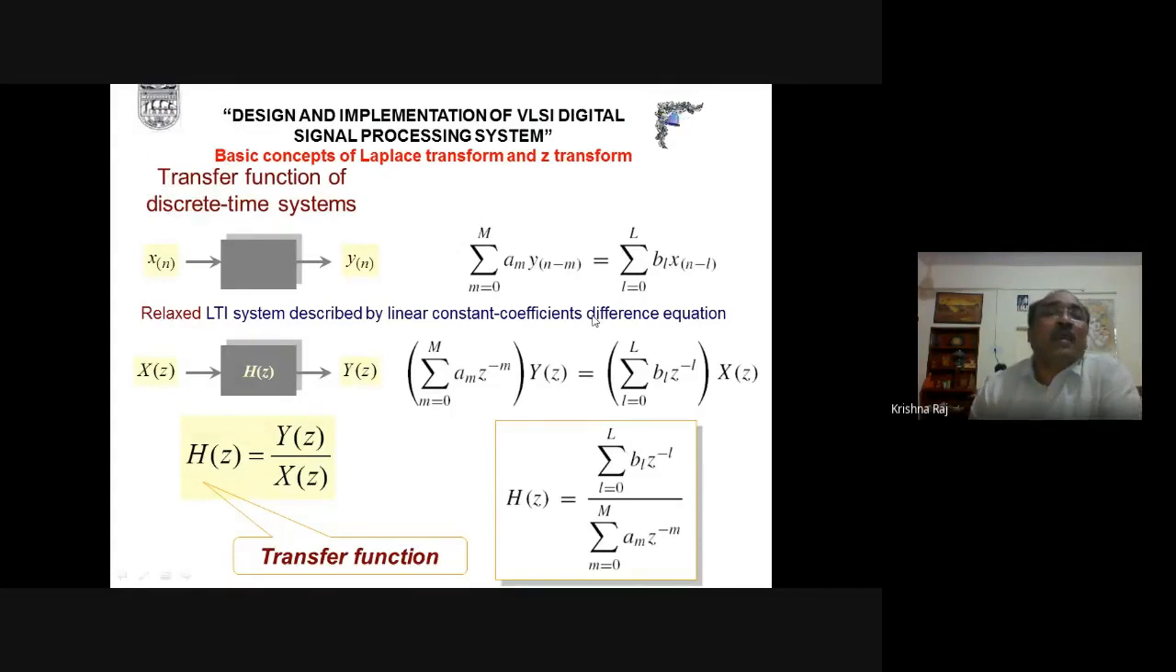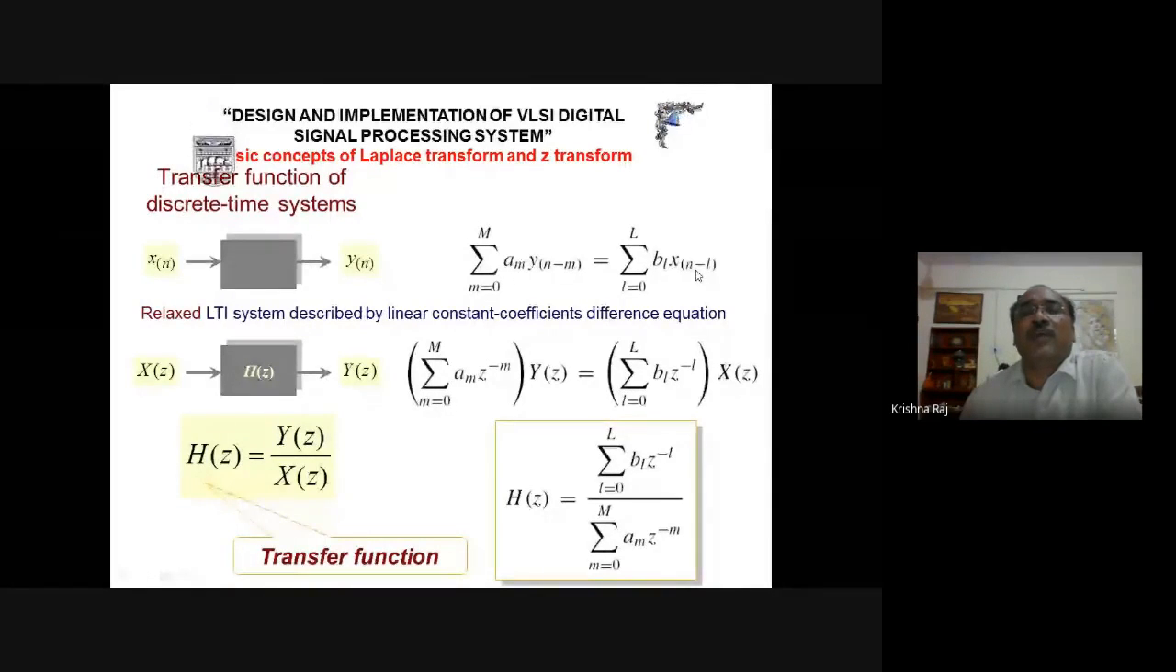In order to get the transfer function, we apply the z transform, and after applying the z transformation we get Y(z) upon X(z). Y(z) is multiplied by these terms. Applying the z transformation means that the constant values remain the same, and the delayed terms become z to the power minus m and z to the power minus l. So Y(z) upon X(z) will be the function, again with powers of z to the power minus l and m.